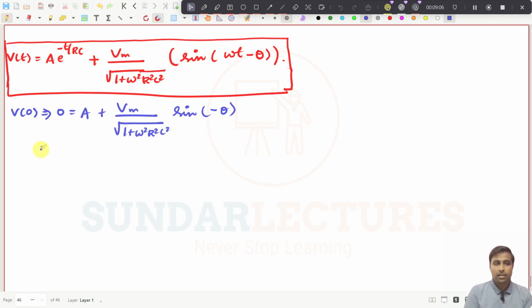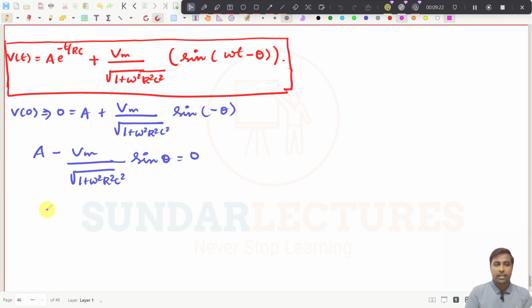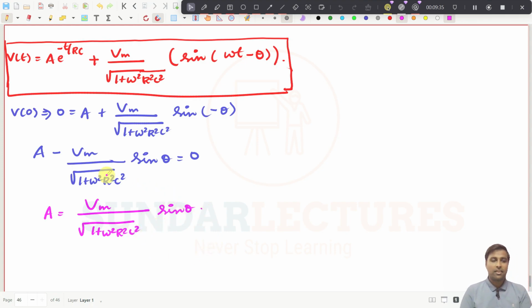What? Minus sine theta. So it will be minus Vm divided by square root of 1 plus omega square r square c square, into sine theta, that should be equal to 0. And finally what I can write, A will be equal to Vm divided by square root of 1 plus omega square r square c square into sine theta. This is the final expression for A. And now you have to substitute this A into this expression. Maybe I will write it down here.